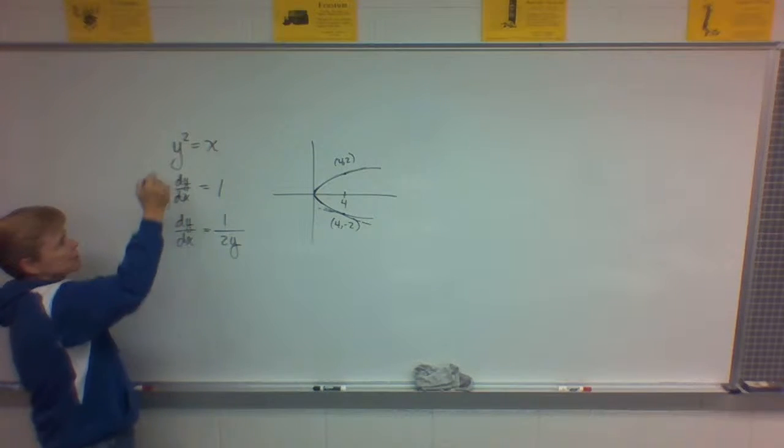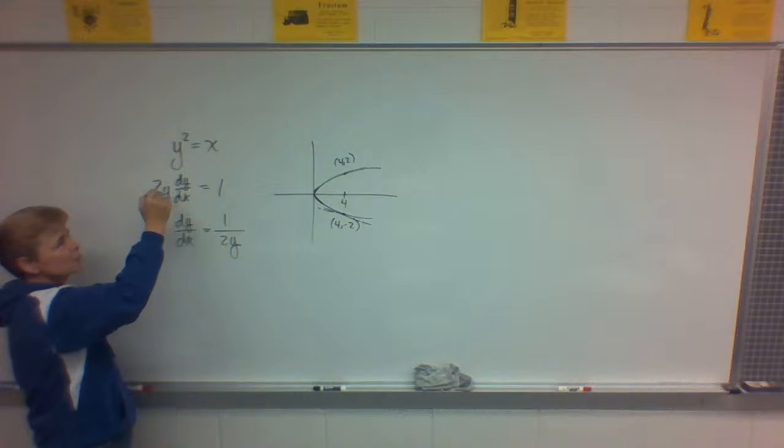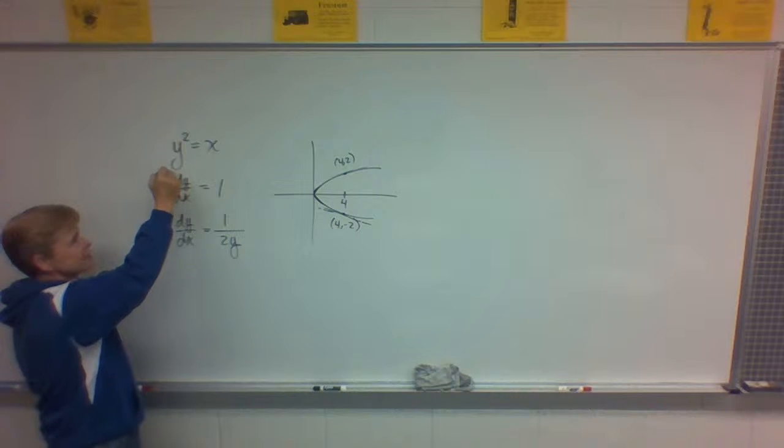The derivative of this is 2y. We bring the 2 down, reduce it by 1, so that's 2y. But because we're deriving y with respect to x, we also have to multiply it by this thing's derivative, which is dy dx.